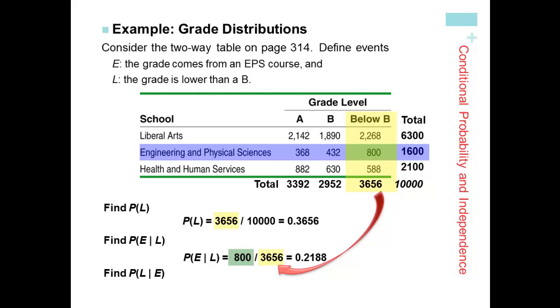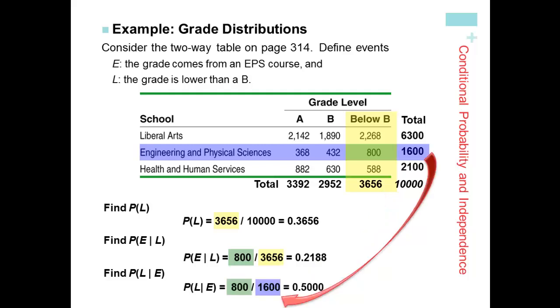The last thing I'm trying to find is the probability of L given E. This is the probability of a grade that is lower than a B, given that the grade comes from an engineering and physical science class. This time the number of grades below a B from the engineering and physical science classes, which is 800, is divided by the 1600 total grades from those classes, and we get 0.50. So 50% of the grades from the engineering and physical science classes are below a B.